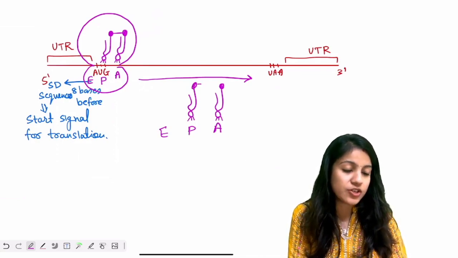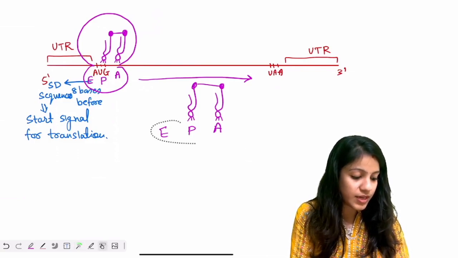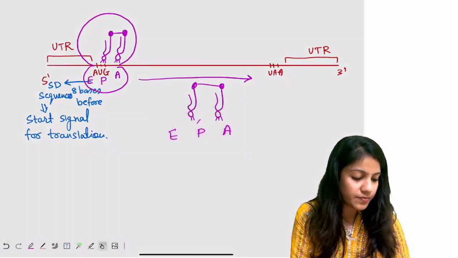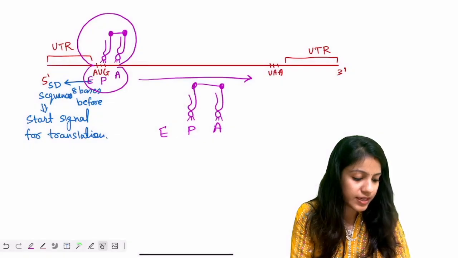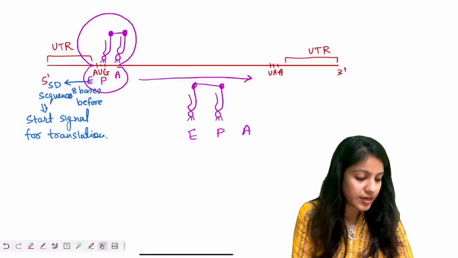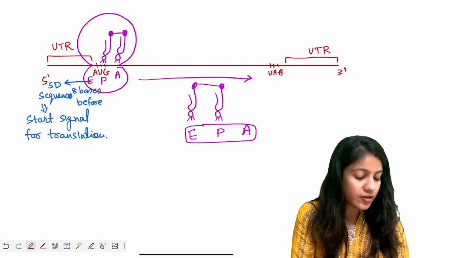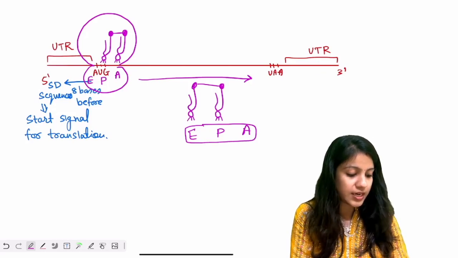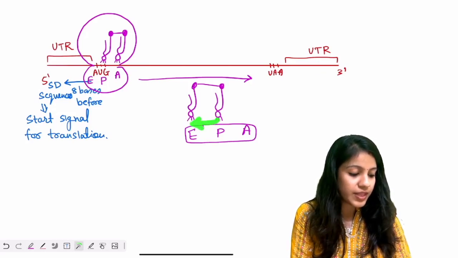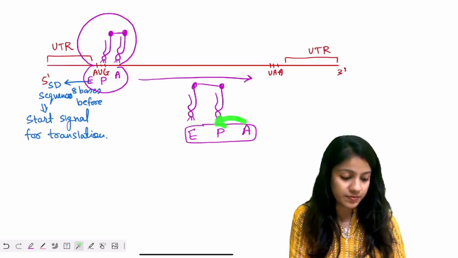There will be formation of peptide bond. These sites along with the ribosome are moving, that's why these sites will also get shifted like this. These are the ribosomal sites, right? So these ribosomal sites will get shifted. Now the P site tRNA got shifted to the E site. The A site tRNA got shifted to the P site. The A site is vacant, right?